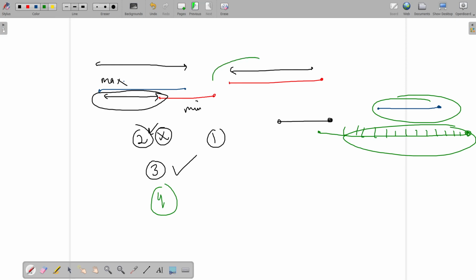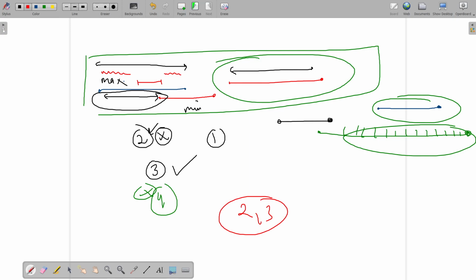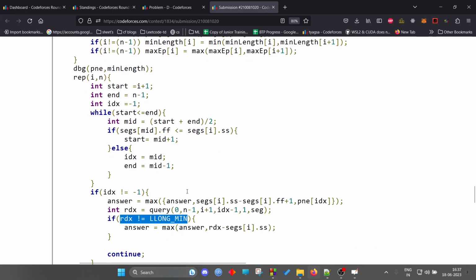Case 4 you can ignore, because if this situation is occurring, any fully overlapping range will obviously give you a region like this plus this, which would definitely be less than the answer obtained by case 1. Okay. So basically if you find a disjoint range to the right, you can ignore case 2 and case 4. Okay. So that's what I've done.